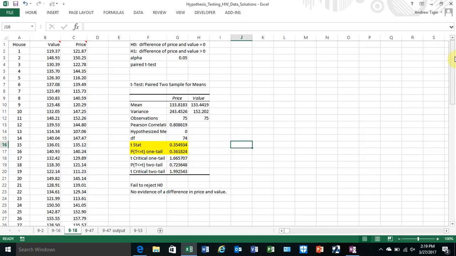Problem 18 is a paired t-test because it's the same house. We're looking at what it appraised for and then what it ultimately sold for, and we're looking for differences. The null hypothesis is that we assume there's no difference and we try to prove that it's greater than. I used a paired t-test. You calculate a t-stat that's very small, close to 0, and a one-tailed test has a p-value of 0.36, which is much bigger than 0.05, so there is no evidence that there is a difference between what it appraised for and what it sells for.